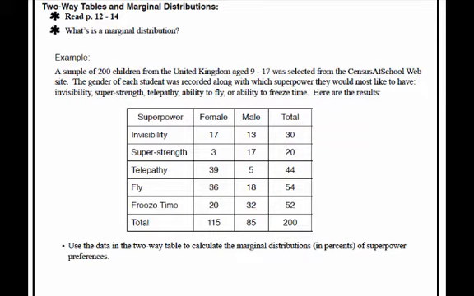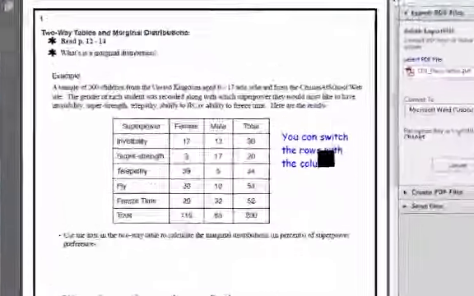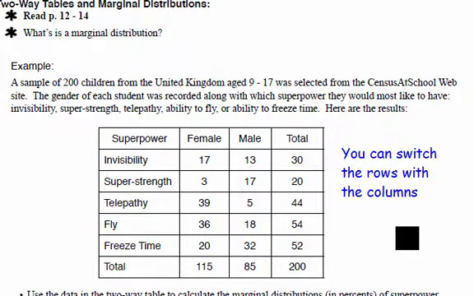Now, in this table of superpowers, superpower is the row variable, and gender is the column variable. But we could just as easily have switched these. So you are allowed to switch rows with the columns. In other words, we could have had the male and female for our rows and the superpowers going across for our columns.